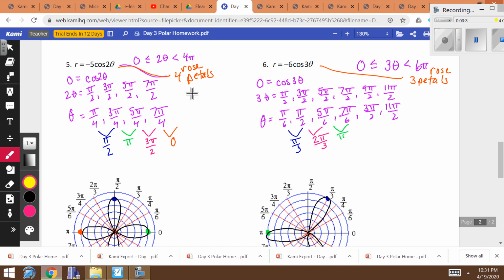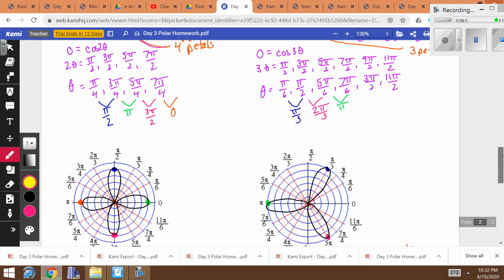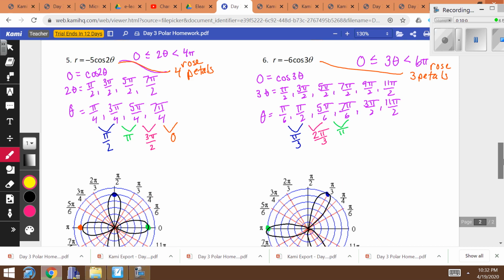We know this one is a rose with 4 petals. So we're going between 0 and 4 pi. So I named all the numbers where the cosine would be 0 divided by 2, and again found those halfway points. At pi, again, the colors correspond here. At pi over 2, if we sub in pi over 2, we end up getting into the original equation here, negative 5 cosine 2 theta.